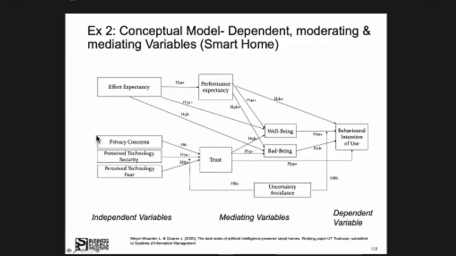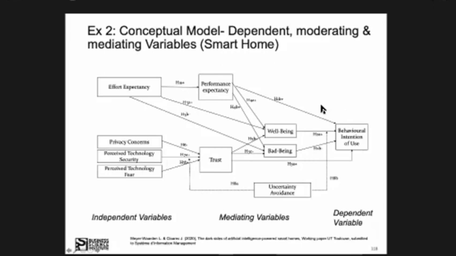On the other hand, we have independent variables privacy concerns, technology fear. They should have a negative impact on the mediating variable trust. In turn, trust as mediating variable should have a positive impact on behavior intention to use. So the higher the trust, the higher the intention to use, which is the dependent variable. Or the higher the mediating variable well-being, the higher should be also the behavioral intention to use. Technology security should have a positive impact on the mediating variable of trust, which should then increase the behavioral intention to use.